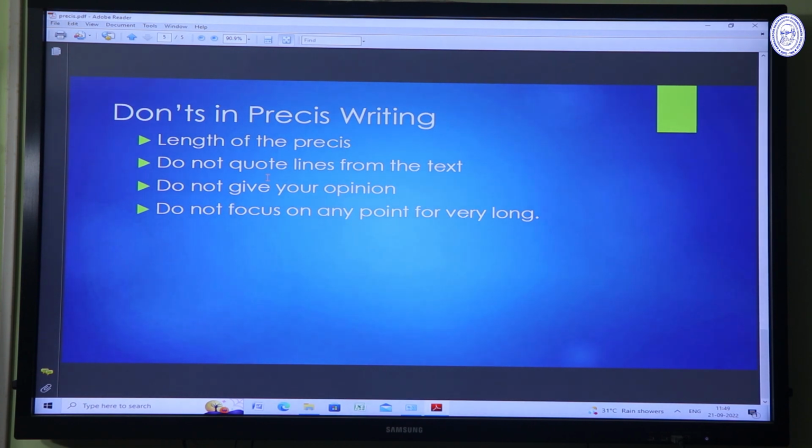Maybe the passage is about the reservation system in the job sector and in the education sector. Now, maybe what is written in the passage is supporting or opposing the idea of reservation, and your stance is not the same. You do not agree with the view of the passage. Now, when you are writing the Precis, please do not show that. Nobody is interested while they are reading a Precis to know your opinion.